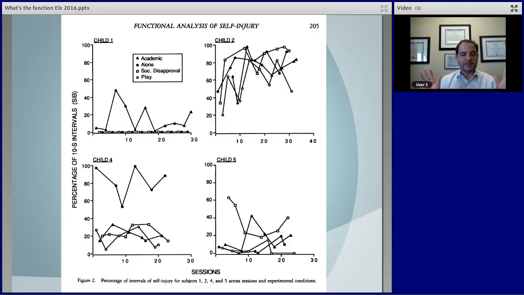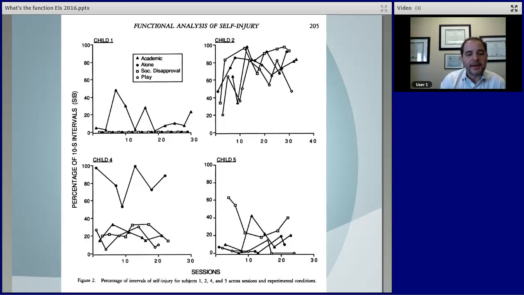Okay, you don't have to do that. Don't hurt yourself. Don't hit me. Let's take a break. After the 30 seconds are up, we go again. Okay, let's do some work. You hit me, you bite yourself. Okay, let's take a break. And we're testing for this sensitivity to that particular reinforcer.